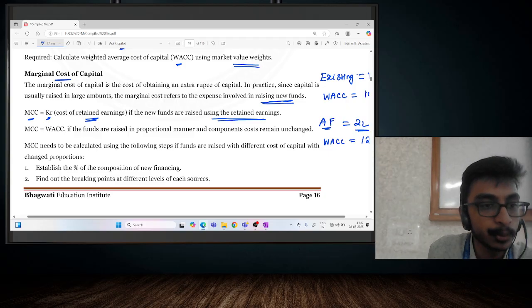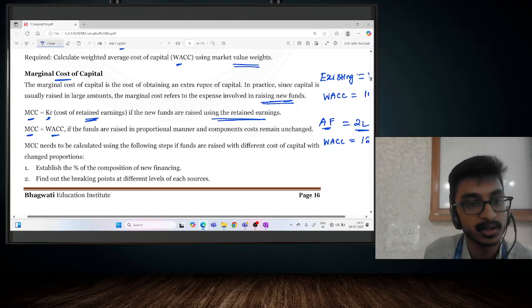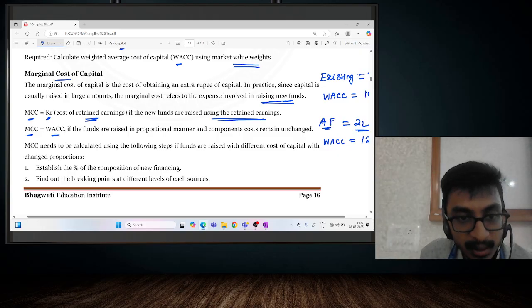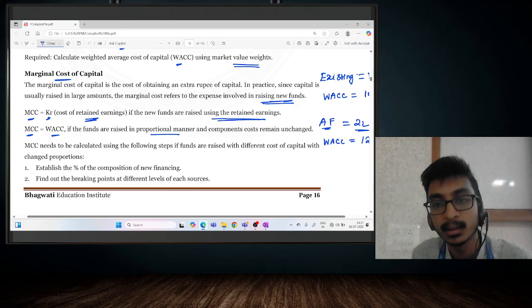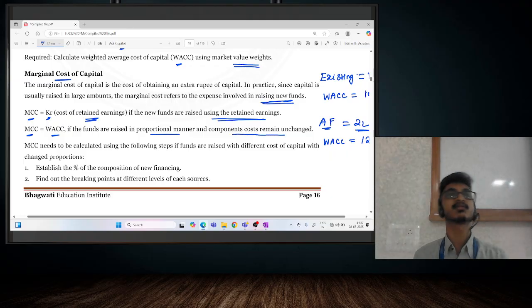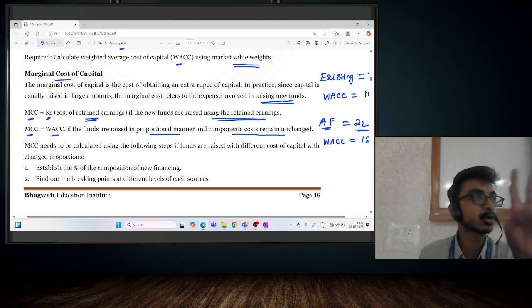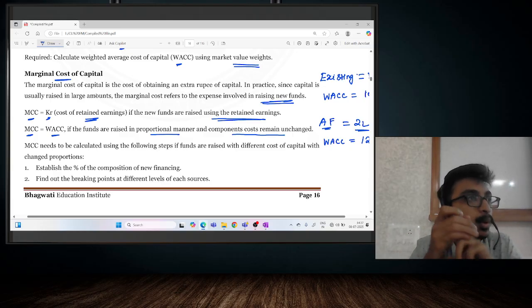Now look at the second point. Marginal cost of capital is equal to WACC or weighted average cost of capital if the funds are raised in proportional manner and components cost remain unchanged. So listen, this is something which is important to understand. Weighted average cost of capital is affected by two components or two factors. What are they?